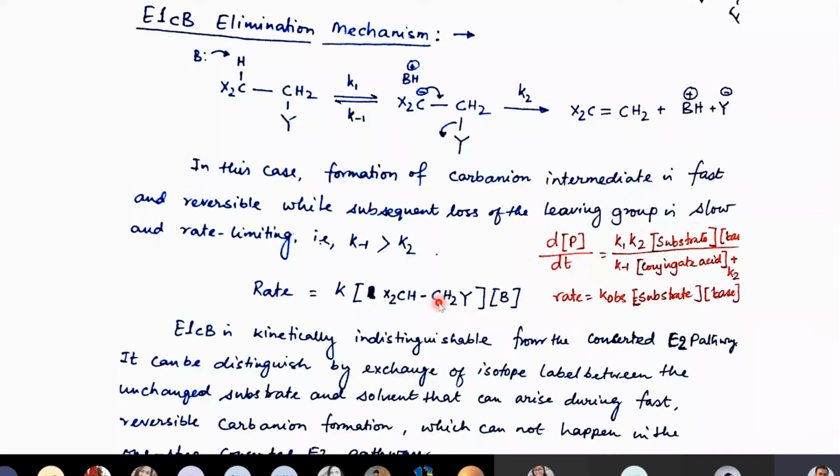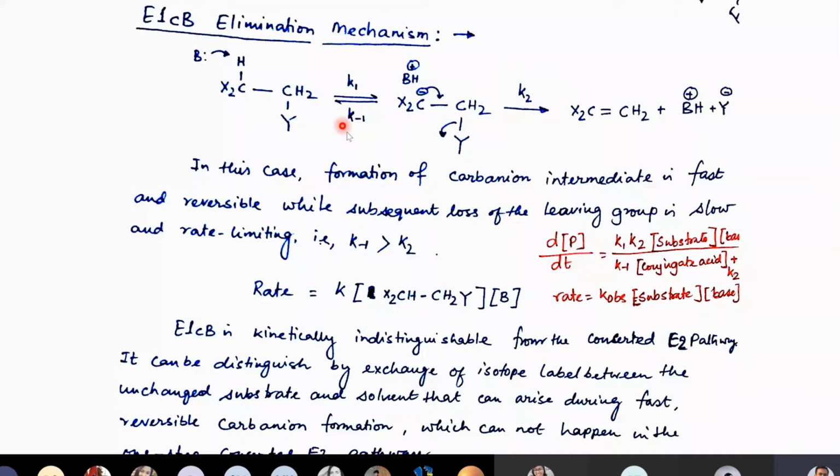Okay. So did you understand this mechanism? One more time, I'll tell you. First, the base takes up this proton, this C-H bond is broken first to form this negative charge. This is happening in the first and reversible step. This negative charge comes here, then the leaving group leaves. This happens in the rate-determining step.